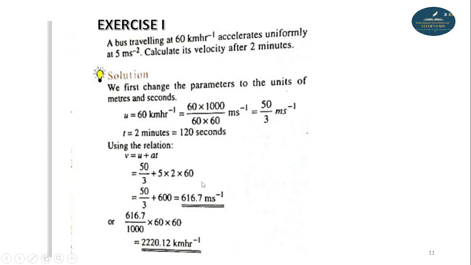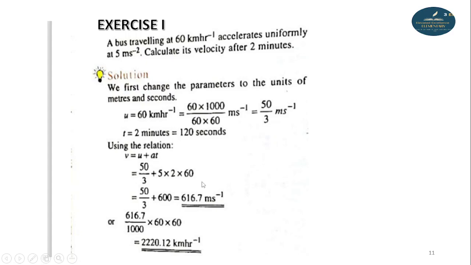So in order to convert it back to a value in kilometer per hour, what do we do? We reciprocate. We do 616.7 times 60 times 60 over 1000. That is how to convert it back to a value in kilometers per hour.